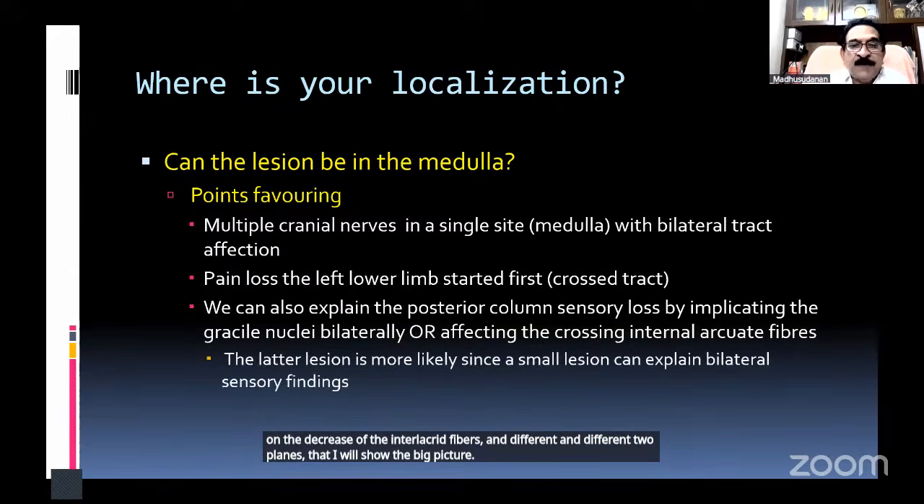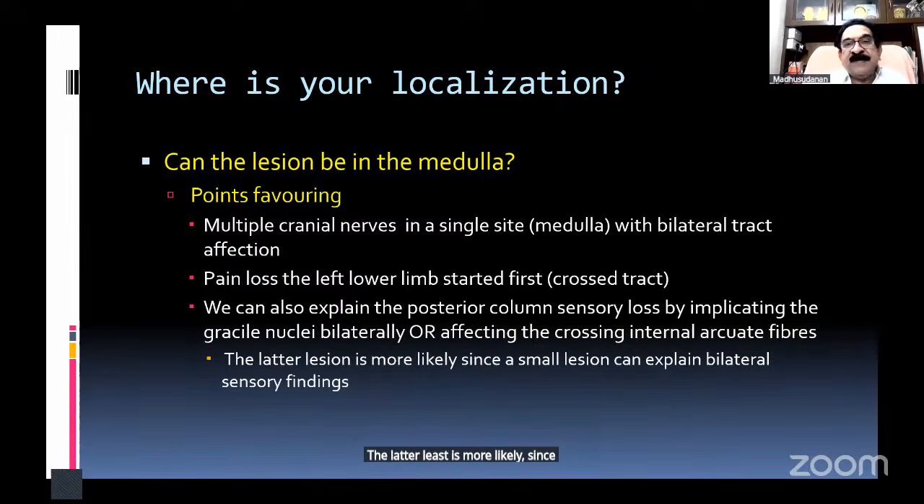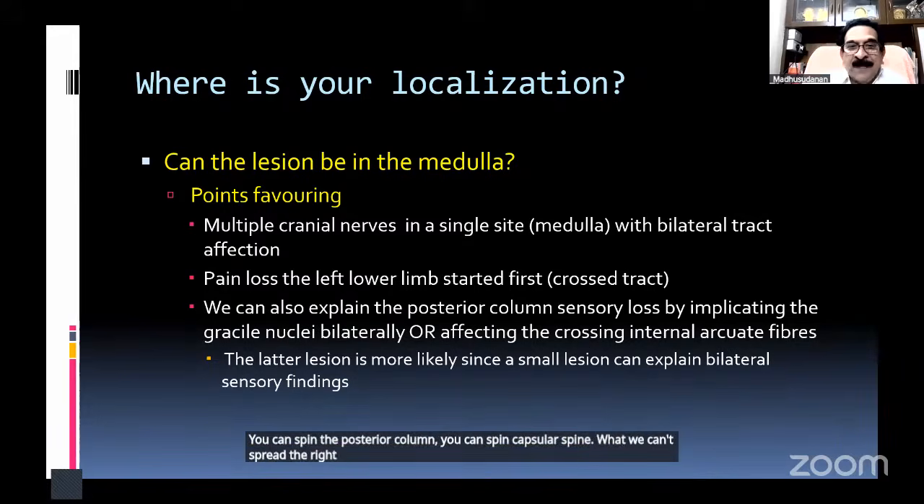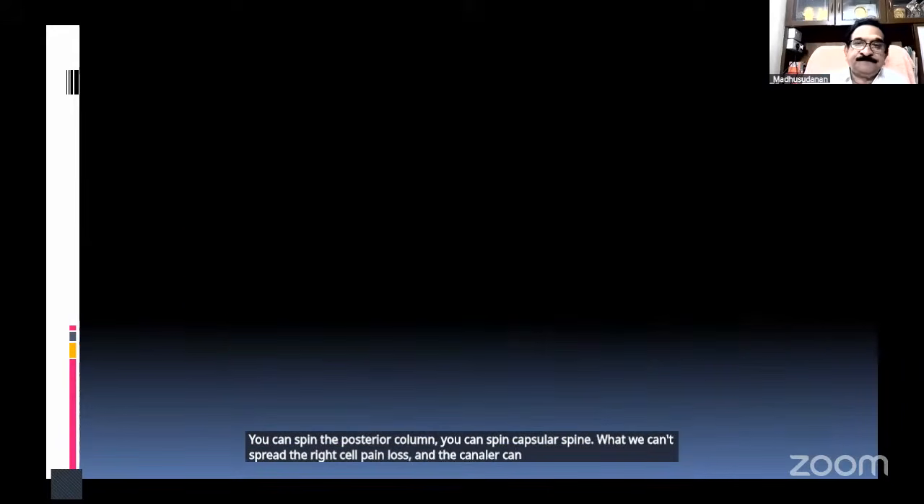The lateral lesion is more likely since a small lesion can explain bilateral sensory findings in this patient. So there are points favoring medulla in this patient. You can explain the posterior column, you can explain the left side spinothalamic tract. What we can't explain is the right side pain loss, and the canal can be explained.